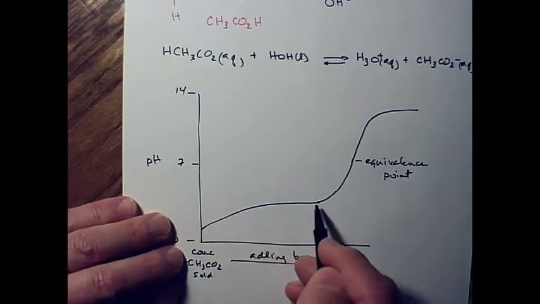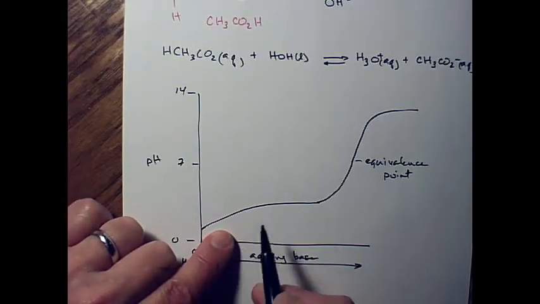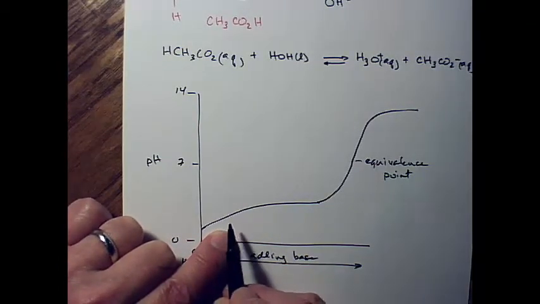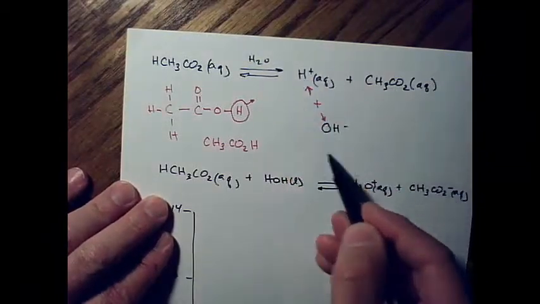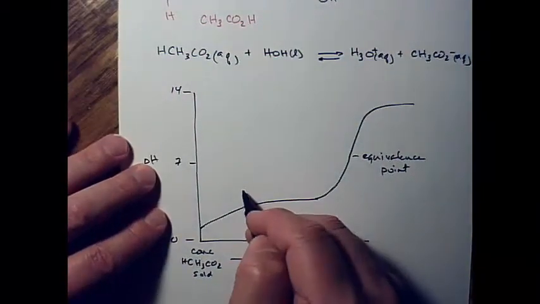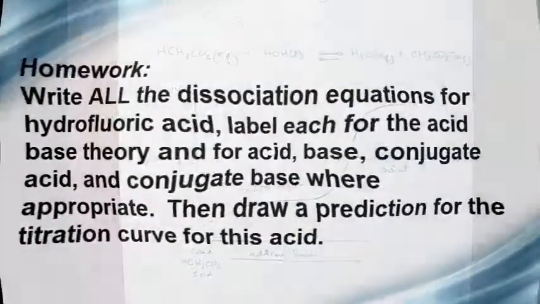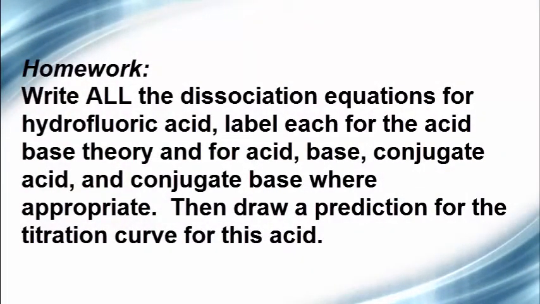And this region here, where it's taking all that extra hydroxide ion to neutralize that acid because of this dynamic that's going on here, this is called a buffer region. And buffers are the reason why your pH stays at about 7.4 in your blood. You die without buffers. In fact, if your pH gets a little too high or a little too low, you pass out. Here's the homework. Write the dissociation equation and predict a titration curve for hydrofluoric acid.